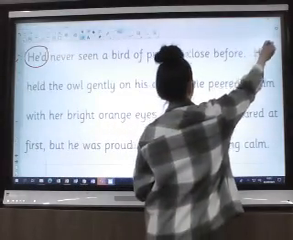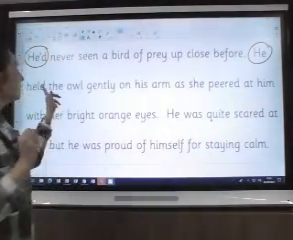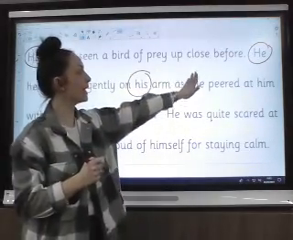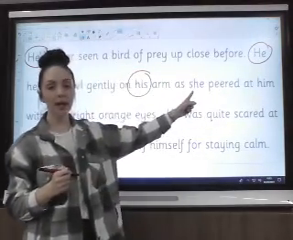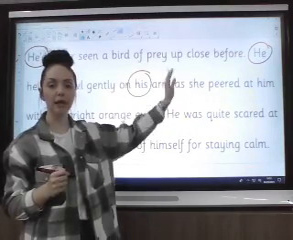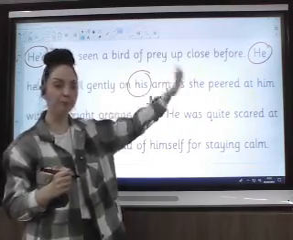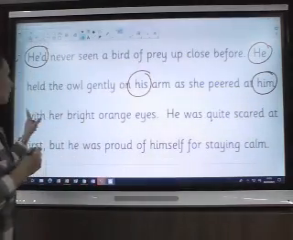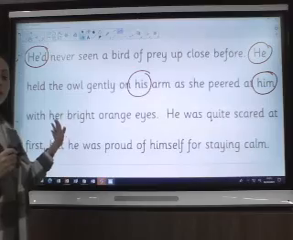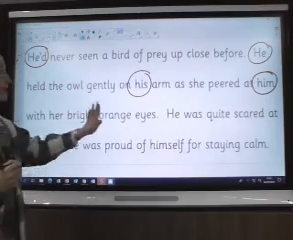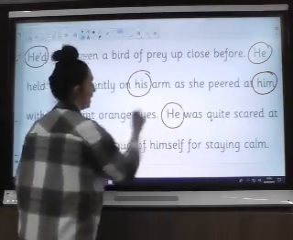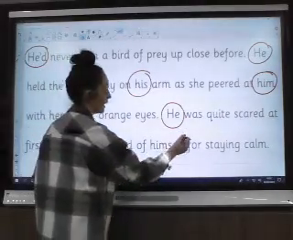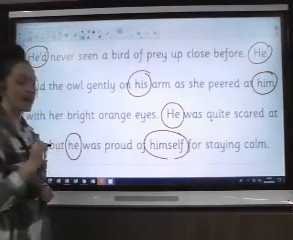He held the owl gently on his arm, okay, as she peered at him. Now here, we're talking about the bird of prey, so we're going to leave that one, okay? Him there with her. So we're going to keep that one, remember, because that's about the bird of prey, bright orange eyes. He was quite scared at first, but he was proud of himself for staying calm.